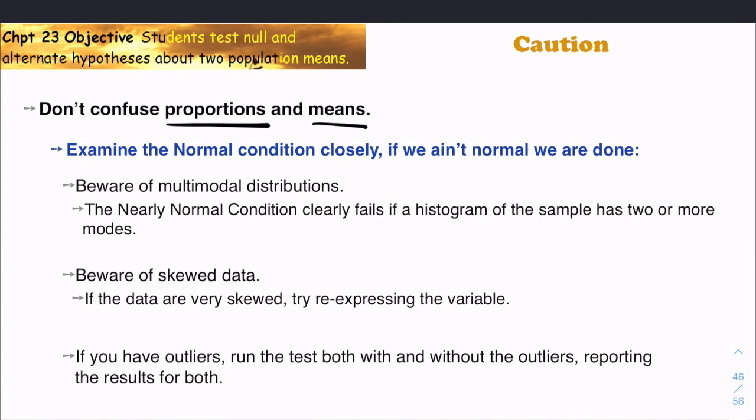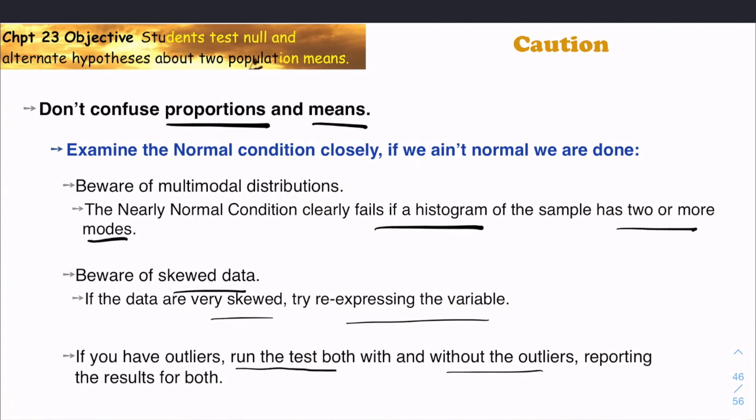The nearly normal condition clearly fails if a histogram of the sample has 2 or more modes. Doesn't work. Beware of skewed data. If the data are very skewed, we can try re-expressing the variable. We've practiced that before. If you have outliers, what we need to do is run tests both with and without the outliers, and we report the results for both. We've seen each one of these techniques. These are just good practices when your data is not normal.